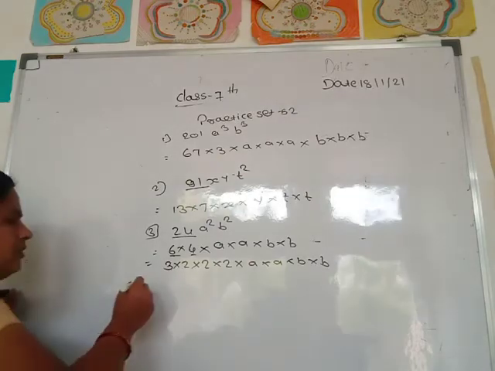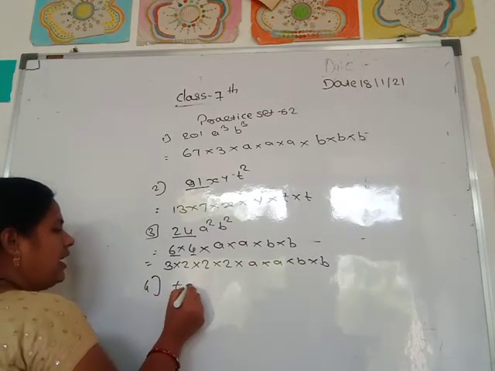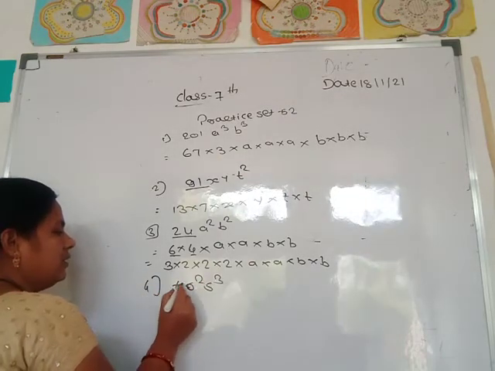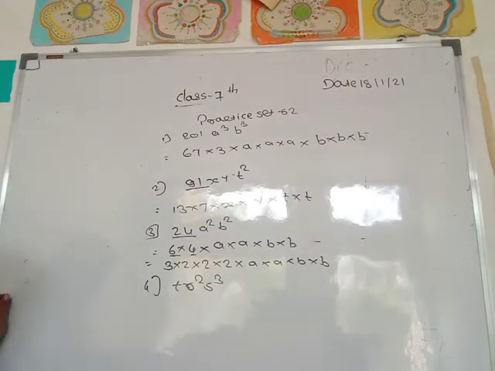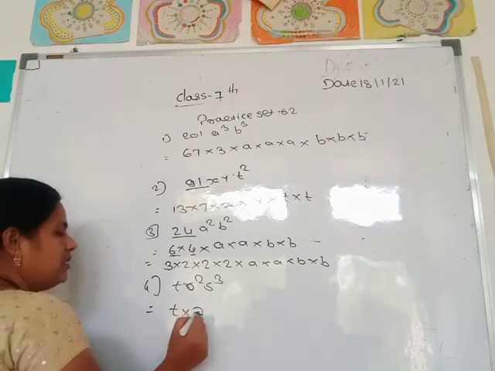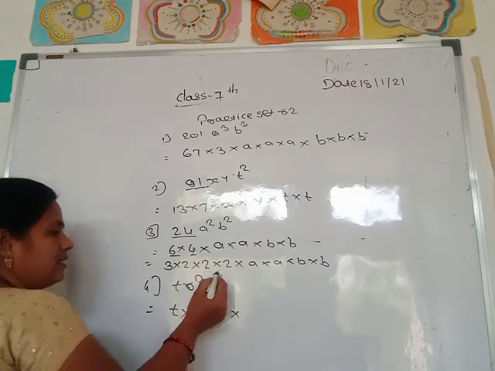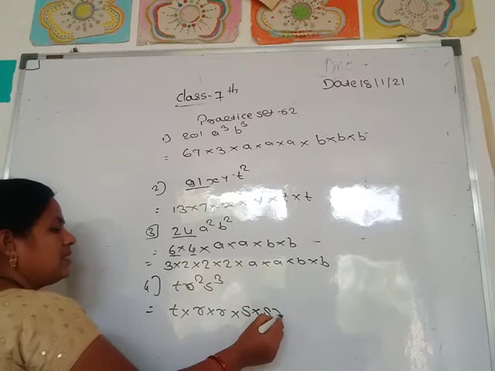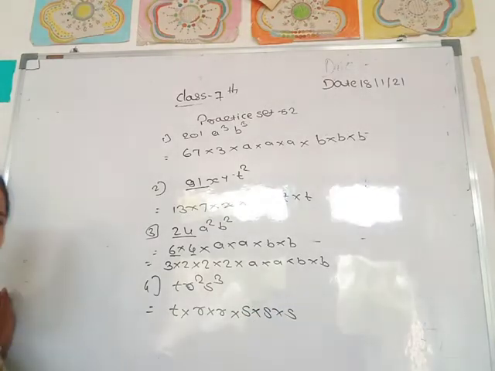Then fourth one, t r square s cube. Here t into r square means r into r, and s cube means multiply s how many times? 3 times.